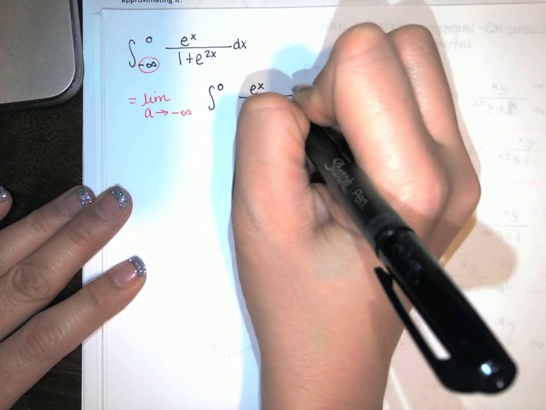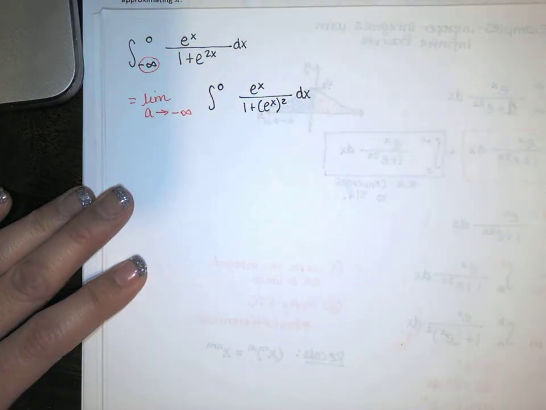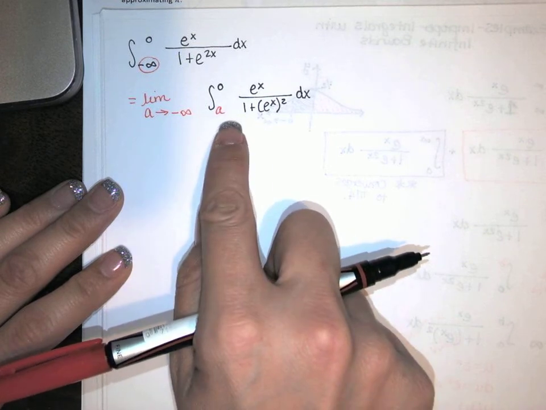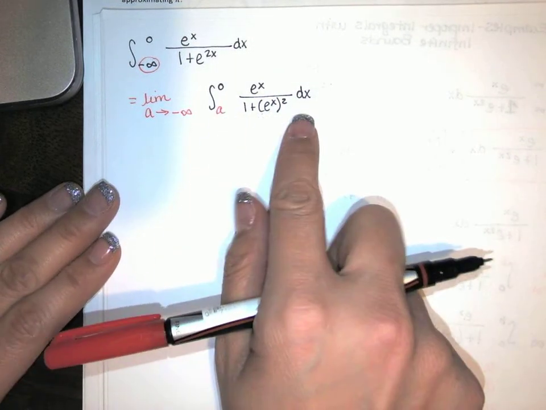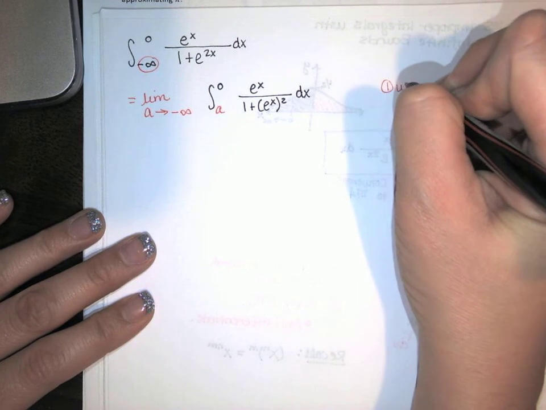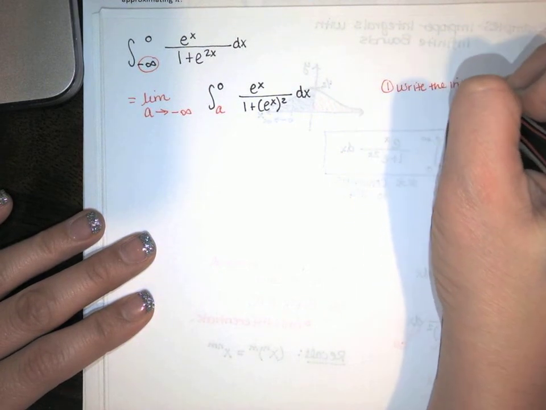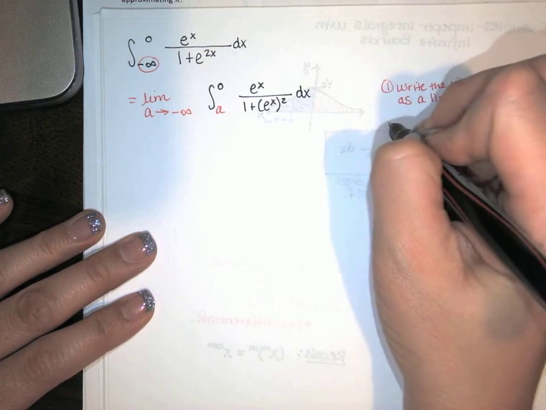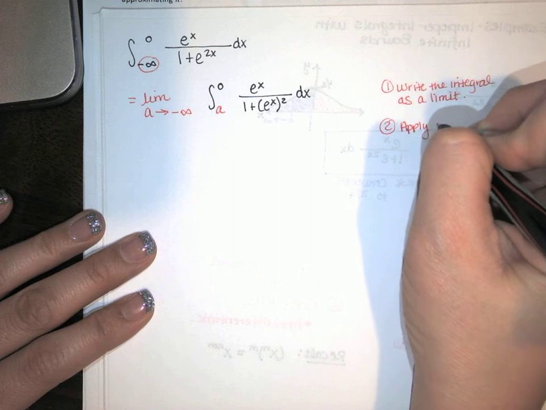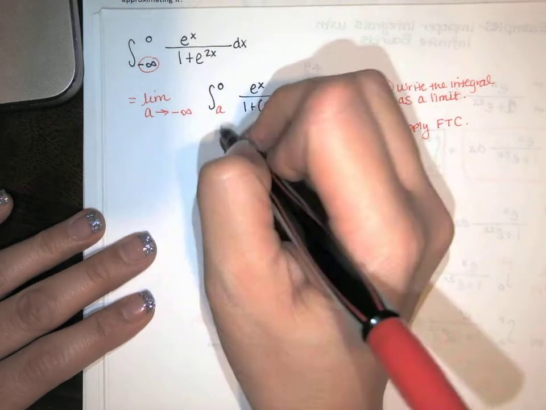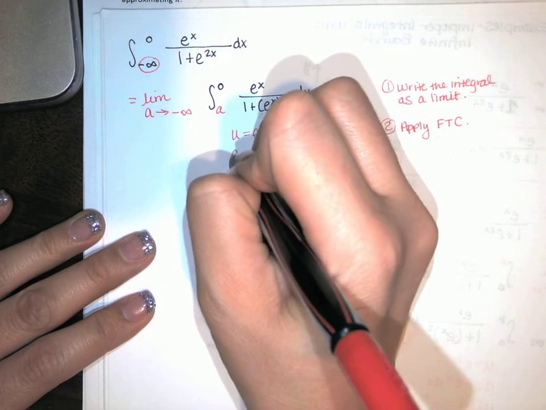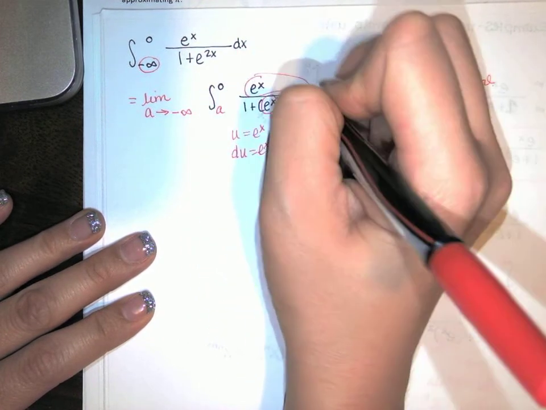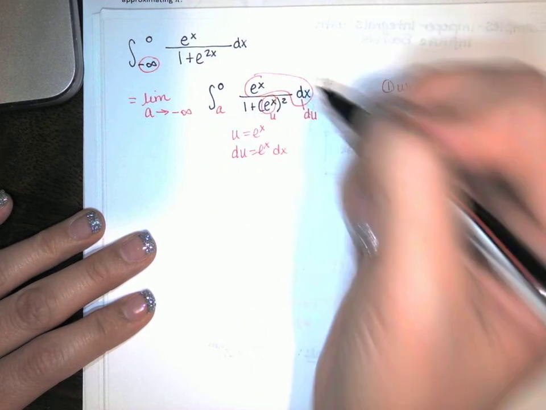I'm going to do the same thing I did before. Now this is a limit of a proper integral, so I can apply the fundamental theorem of calculus to this. All right, and we already did the work. u is e to the x, du is e to the x dx. So that's u, that's du, and we have a 1 over 1 plus u squared du.